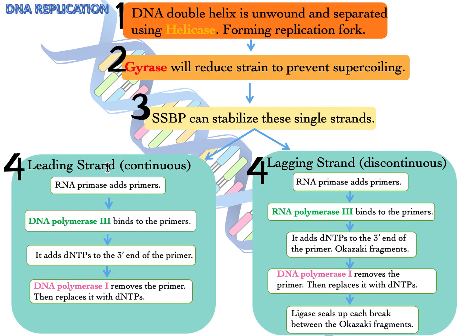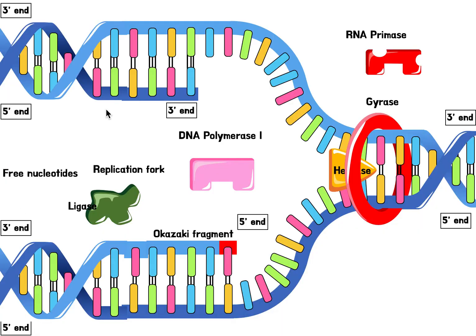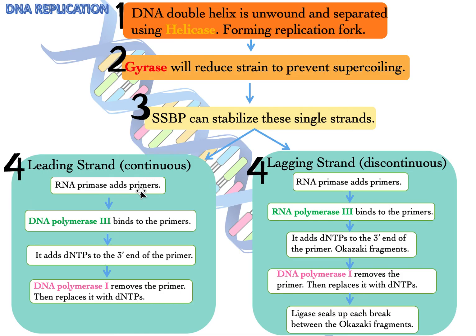This step 4 will be different depending on the leading strand or the lagging strand. So again, the leading strand was easy. That's this strand here, right? What's going to happen is the RNA primase will add a primer, and then the DNA polymerase 3 will bind to the primer and add dNTPs. That's just a way of writing DNA nucleotides. So it's going to add these DNA nucleotides to the 3' end of the primer.